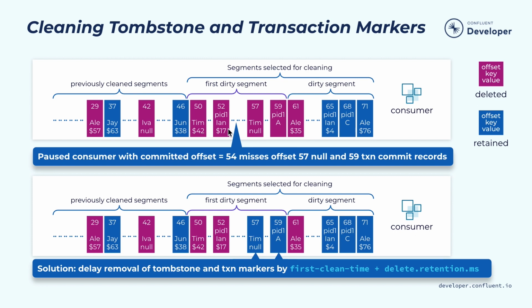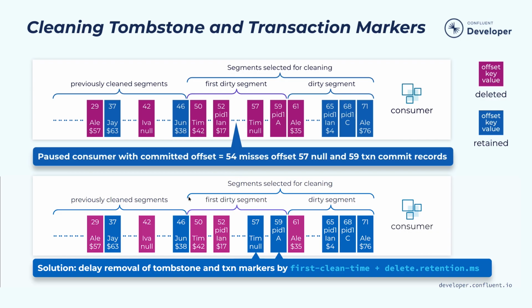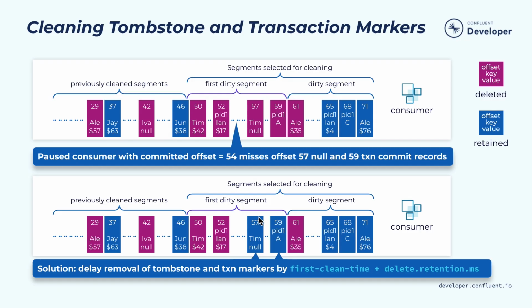So to solve this issue, when dealing with the Tombstone deletion, we are cleaning that in two separate rounds. In the first round of cleaning, we will only remove the record at 50, but we'll leave the Tombstone marker at offset 57 as it is. When we keep it, we also set a time for when it can be safely deleted. And that time is set from the time when we clean the record plus a configured amount of retention time.